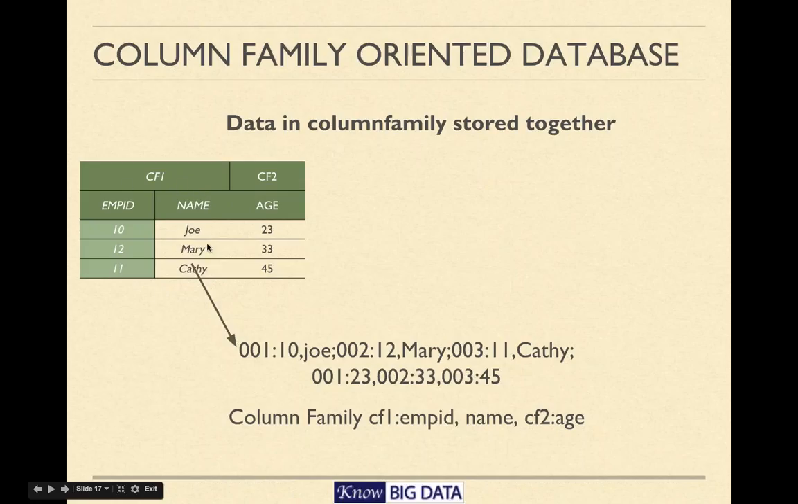So first it will store column family 1, then column family 2. Okay, it will store the data in column family 1 first and then data in column family 2. But inside a column family, the data gets stored row wise. Okay, so data gets stored row wise.